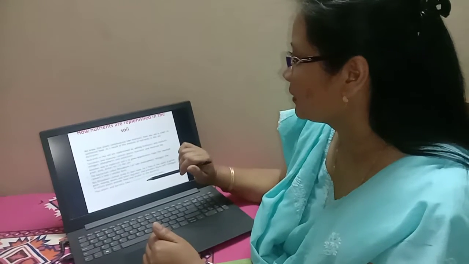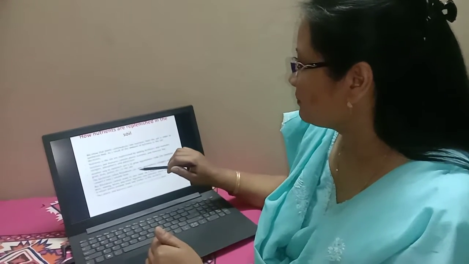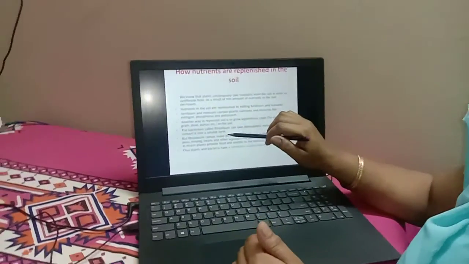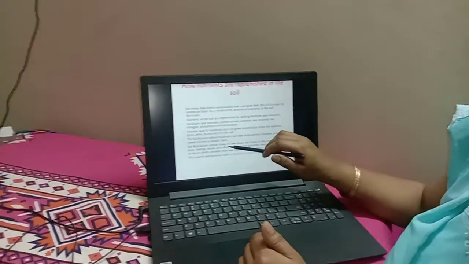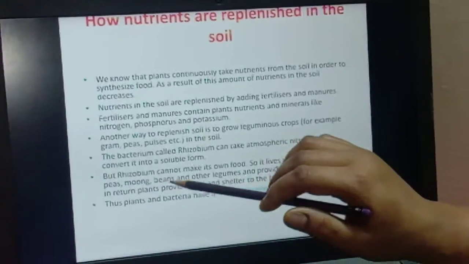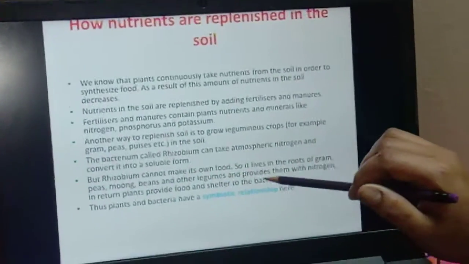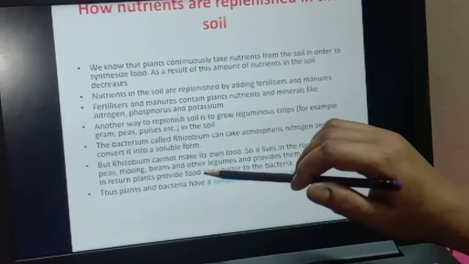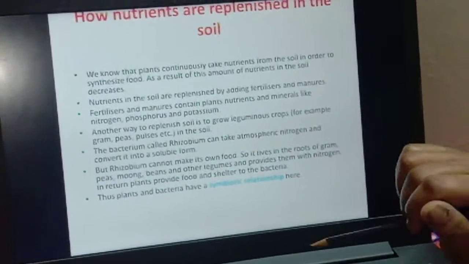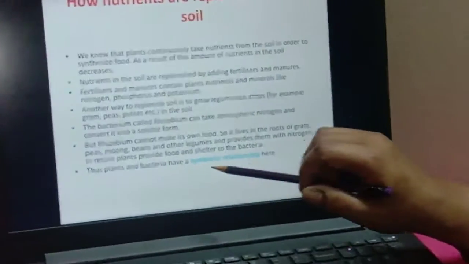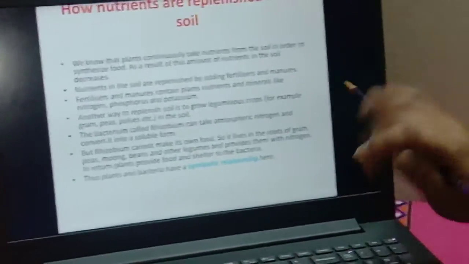In the soil, the bacterium called rhizobium can take atmospheric nitrogen and convert it into a soluble form. But rhizobium cannot make its own food. So it lives in the roots of gram, peas, mung beans and other legumes and provides them with nitrogen. In return, plants provide food and shelter to the bacteria. The image we have already seen. Thus, plants and bacteria have a symbiotic relationship.